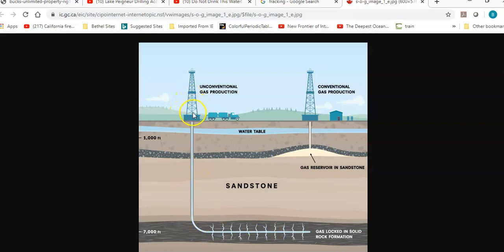So from this one wellhead or drilling rig, they can turn the drill and go this way. They can turn the drill in this way. They get 360 degrees. So you require fewer drill rigs and fewer holes in the ground to explore a whole area with this new horizontal drilling technology. So along with that comes fracking.